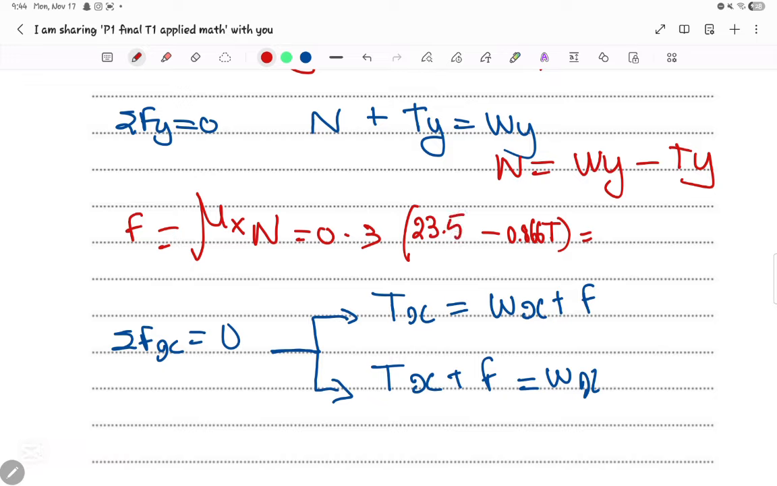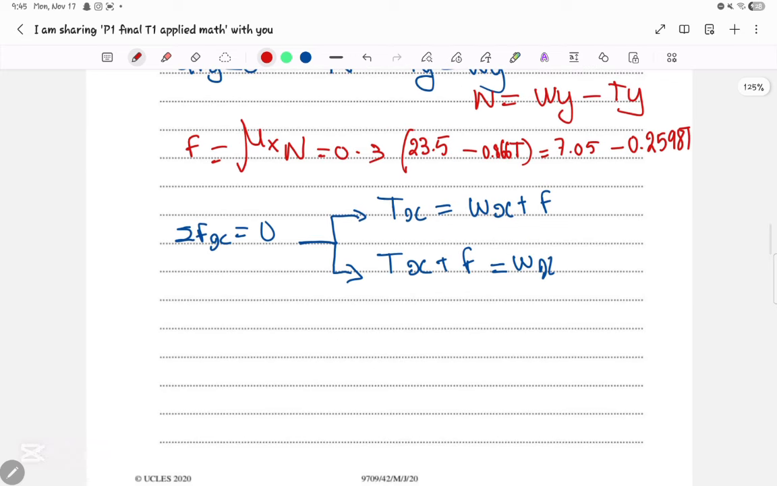Okay, so 0.3 times 23.5, that's gonna give me 7.05. And then 0.3 times minus 0.866, that's gonna give me minus 0.2598 T. So this is the value of my friction. Over here, what would I get? I would get the maximum tension. Over here, what would I get? I would get the minimum tension.